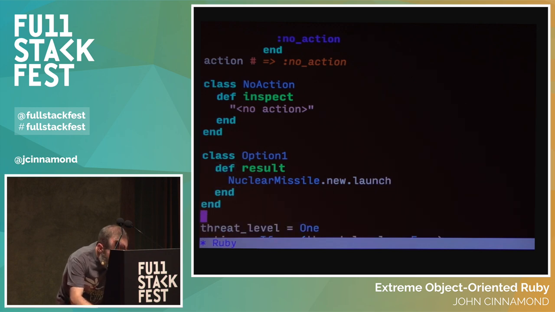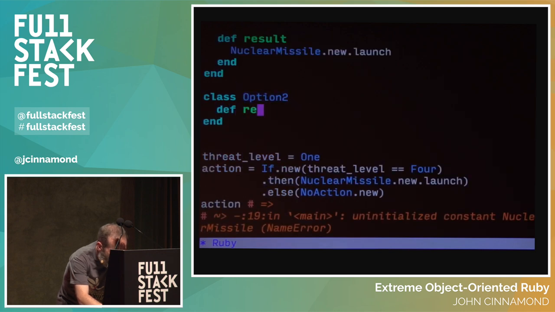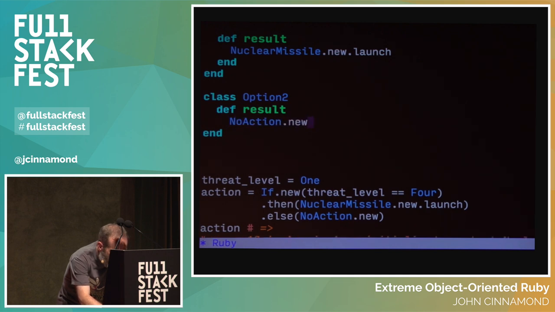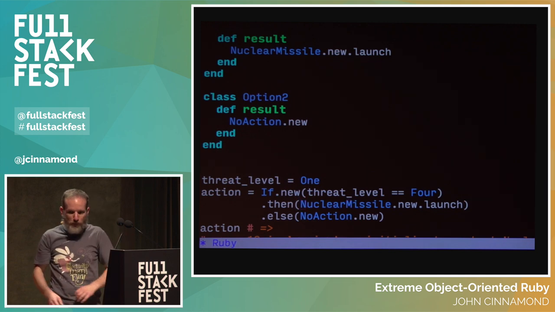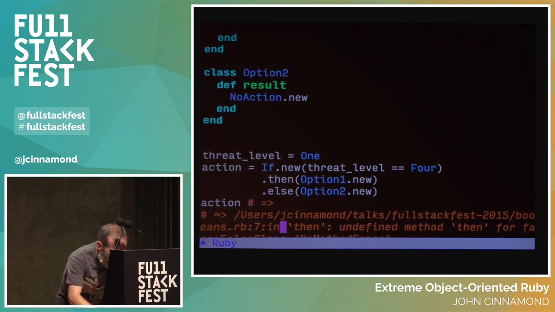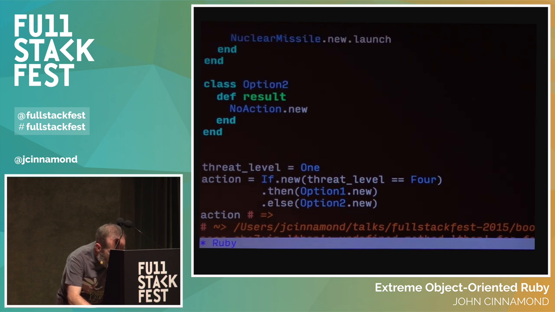And then that's it. And I'll create another class called option 2. And again, I'm going to give it a single method called result. And inside here, this is where we're going to do our noaction.new. Let me change the code in here. So rather than actually launching a nuclear missile straight away, we're just going to create a new instance of option 1. And then in the else part, I'm going to create a new instance of option 2. Okay, now we run our code. It says I've made a typo somewhere.